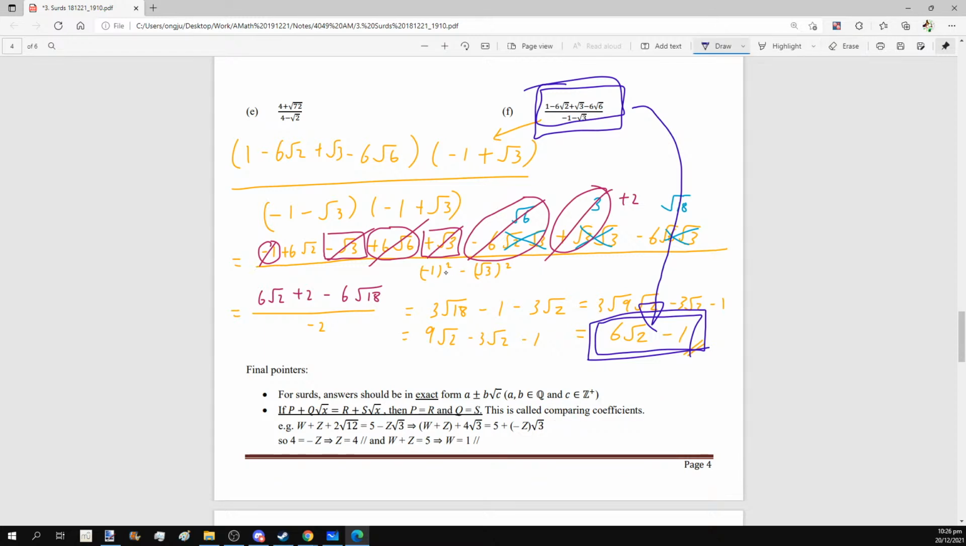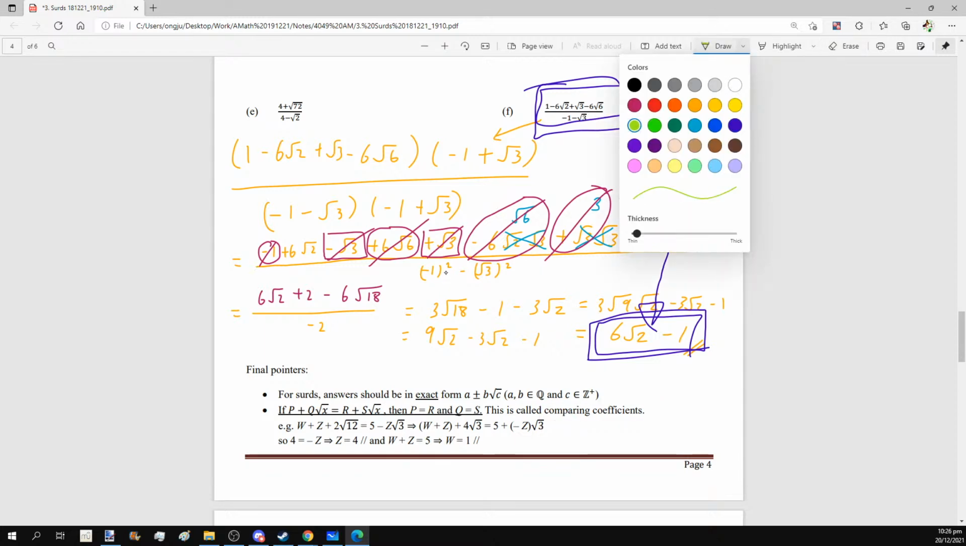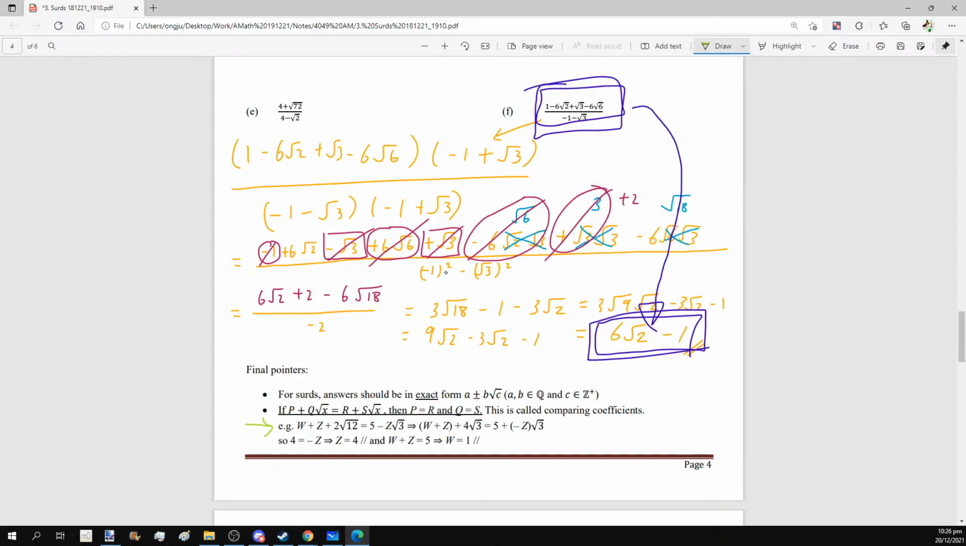So an example is given over here, where we have this math problem, w plus z plus 2 root 12 equals to 5 minus z root 3. So what we can do is we can group all the numbers together, w and z. We can group all the square roots together, which will be 4 root 3. And then we will do the same thing on the other side, which will be 5 and then negative z root 3. From here, then we can compare the square root portion and say that 4 root 3 is equal to negative z times root 3. From here, we can cancel the root 3, and obviously negative z equals to 4, which implies z equals to negative 4.